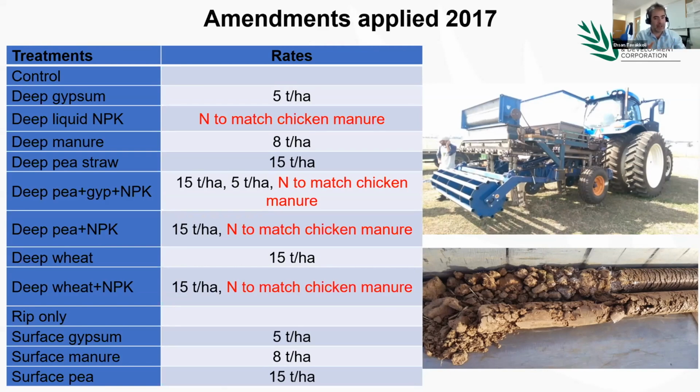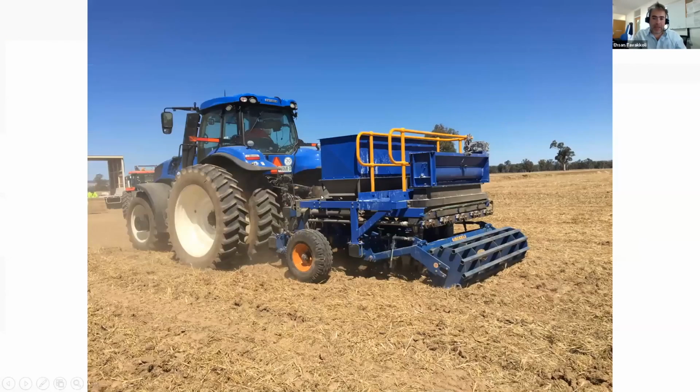So we actually have a couple of issues here. We had a number of different treatments, from manure, from pea straw, from just nutrient itself, because the subsoil is quite infertile, and we wanted to see what the possibilities are to make changes in this hostile subsoil environment. We used a machine, a deep ripper, that was fabricated and designed in DPI New South Wales. With this machine, we can apply organic amendments up to 20 tons per hectare.